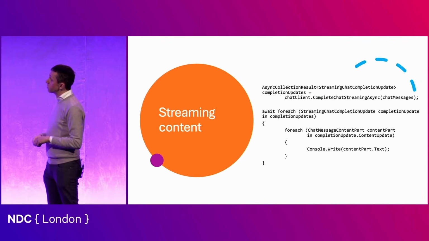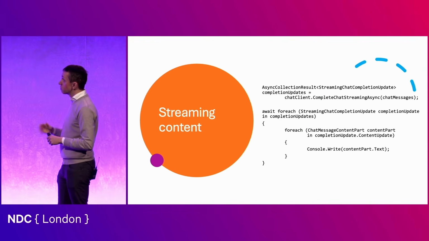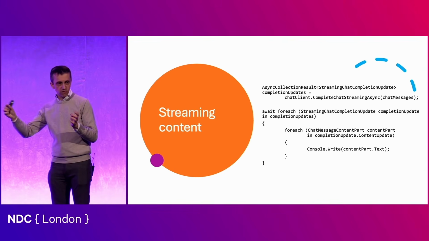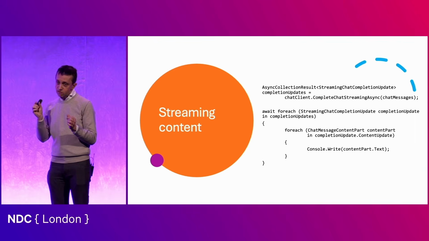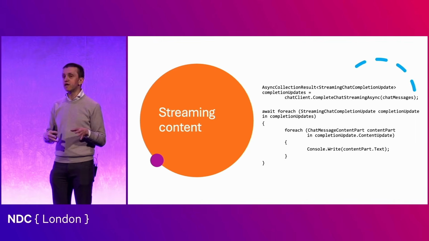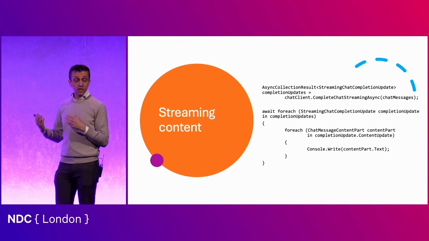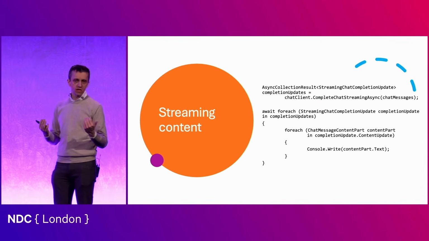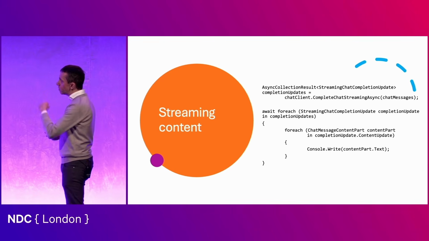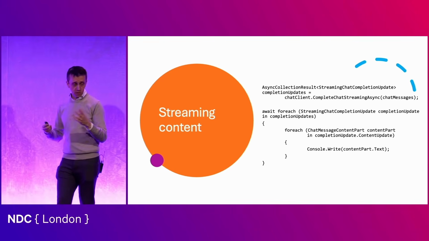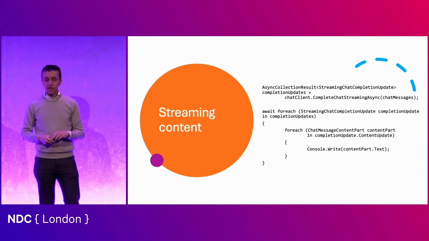It's this code, which is using the async collection result of streaming chat completion updates. Those updates are the little pieces of text that the model will send, and it's not waiting to send it until the whole response is ready. It's just streaming it into your application. That we can then use in our application to update the user and show that the model is actually doing something. We use an await foreach to loop over that, and we show the small streaming updates in the UI.